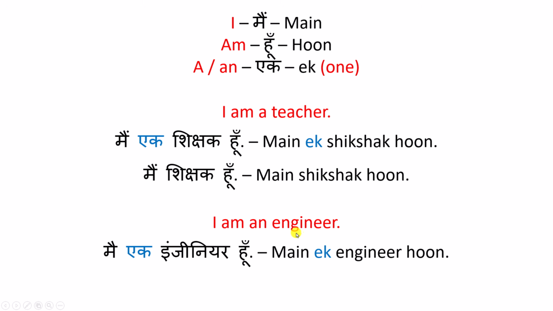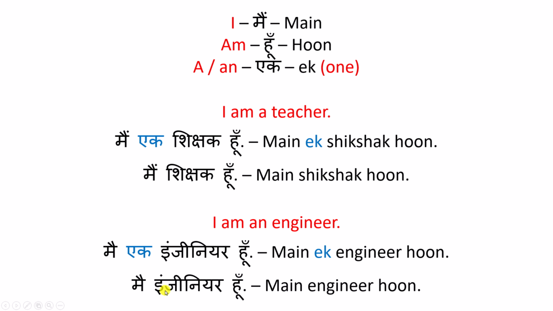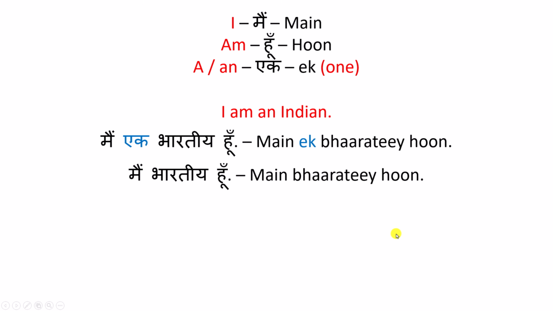I am an engineer. मैं एक इंजीनियर हूँ. Engineer is the English word itself. Leaving out एक, the sentence would be मैं इंजीनियर हूँ. Okay. Next.